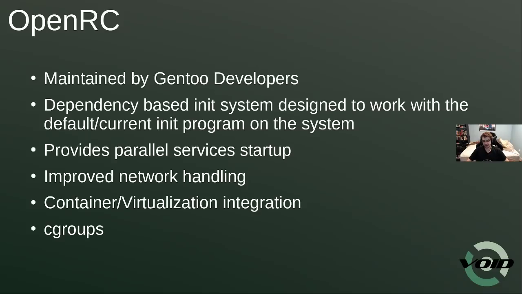OpenRC is what Gentoo uses. It's pretty good. What it is, is an extra framework on top of Sysvinit to get it to function in a more modern way. It provides parallel service startup, improved network handling, container and virtualization integration, cgroups. It makes Sysvinit a lot better, and it's designed to work with Sysvinit, or the default init system of your current OS.